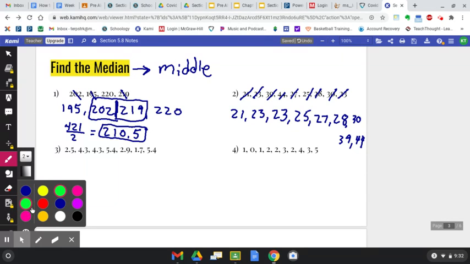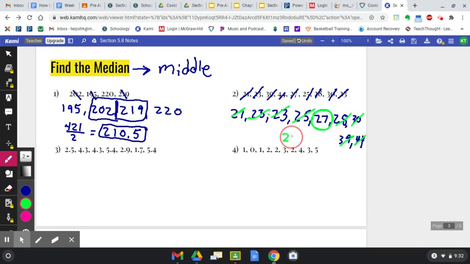One way to do it is to say, okay, there's the top, there's the bottom. Next, next, next, next. Odd number, I end up with 1. So 27 is my median or middle value. And notice it's right here. There's 1, 2, 3, 4 points below it, 1, 2, 3, 4 points above it. So my median value is 27.